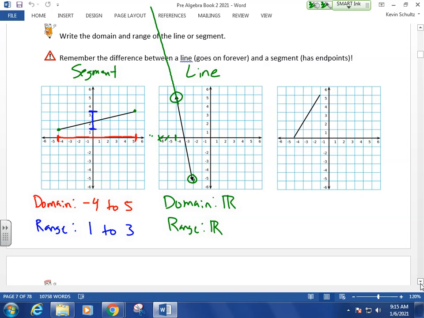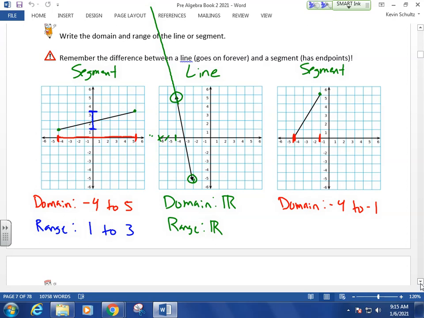The last one, look at it. Segment or line? No arrows, got to be a segment. Okay. Draw my endpoints in here, just for good measure, right? So on the x-axis, our domain, this line starts at -4, is the lowest one there, and it goes to -1. Every x value is contained between -4 and -1. So -4 to -1 for my domain.